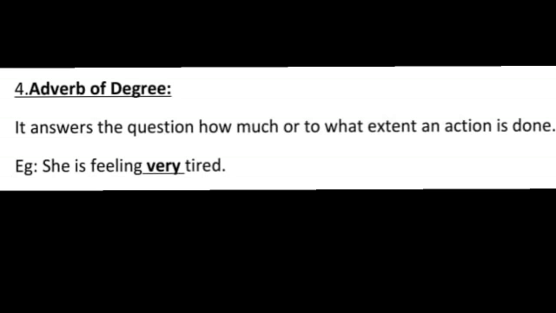Fourth one, adverb of degree. It answers the question how much or to what extent an action is done. Adverb of degree expresses the degree or level of an action in the sentence. Example, she is feeling very tired. Very, that shows the level of an action.